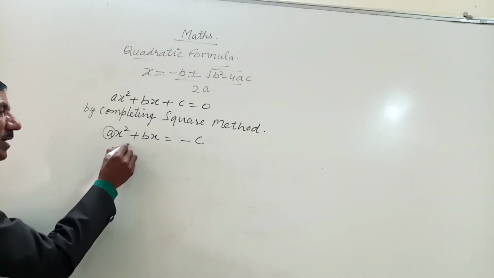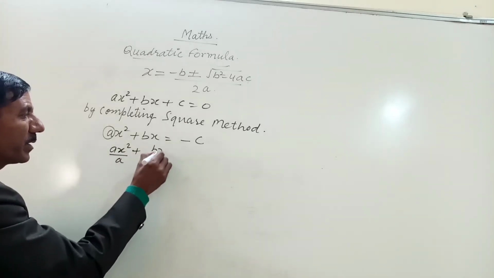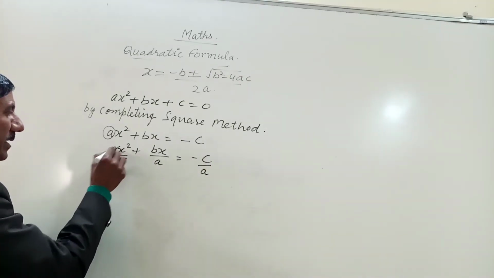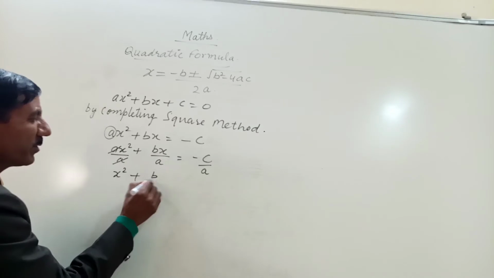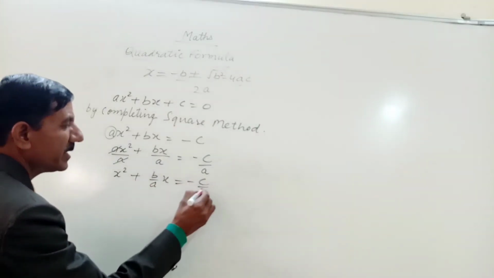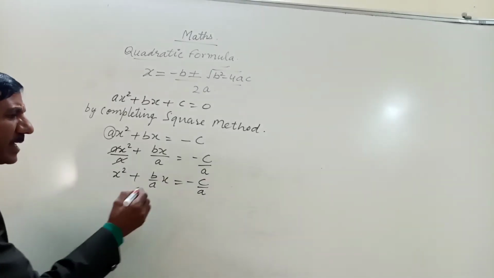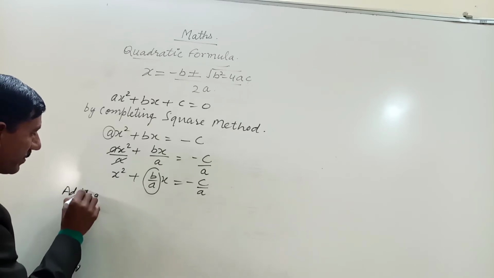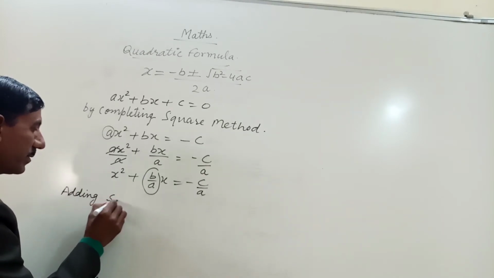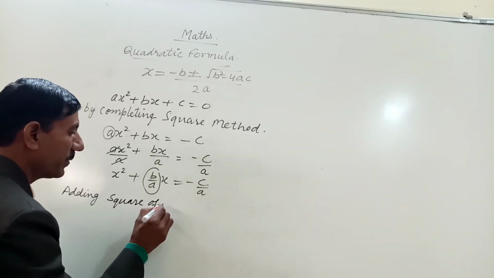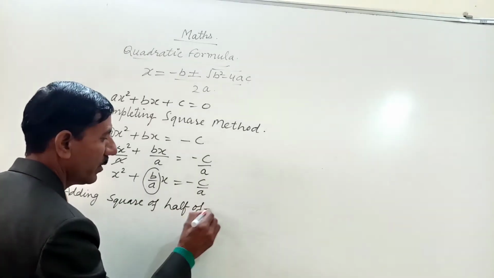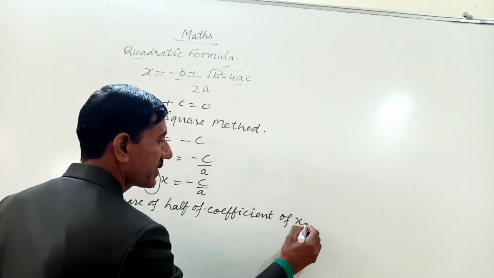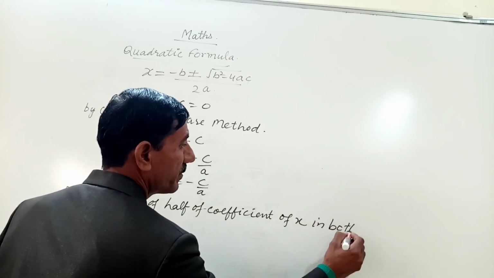So ax square upon a plus bx upon a is equal to minus c upon a. We cancel, and get x square plus b upon a into x equal to minus c upon a. In this case we have to add the square of half of the coefficient of x on both sides.